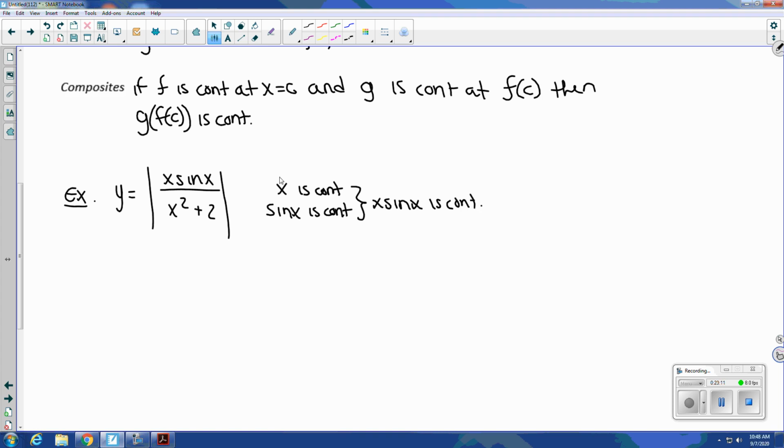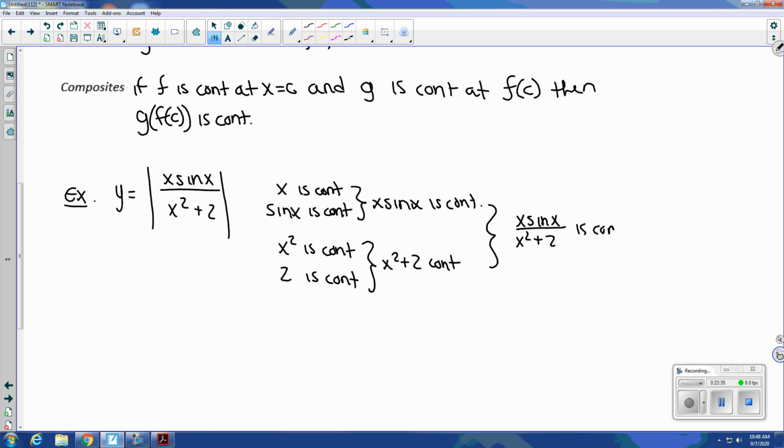And the denominator, x squared is continuous for all real numbers. The constant 2 is continuous for all real numbers. So their sum is continuous. And if the numerator and denominator are continuous for all real numbers, then their quotients should be continuous, as long as x squared plus 2 does not equal 0. So we can figure out when x squared plus 2 would equal 0. If we solve that, we get x squared equals negative 2.